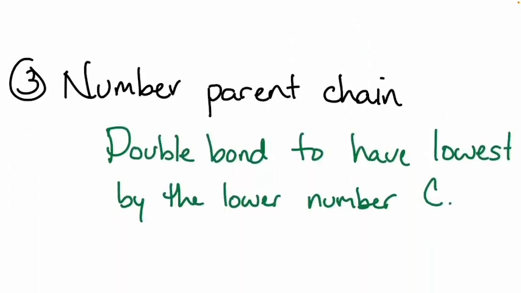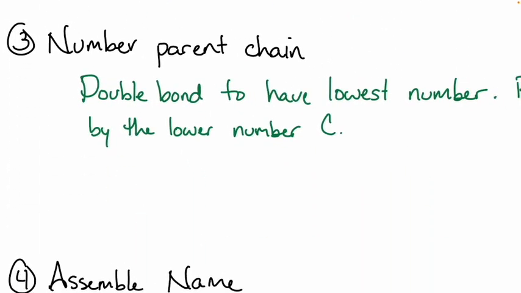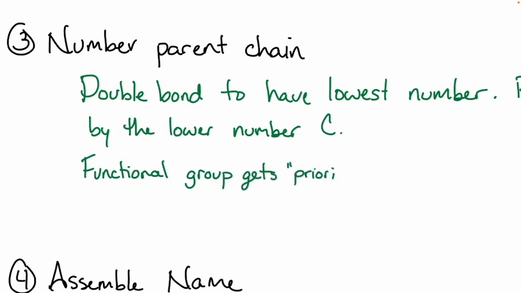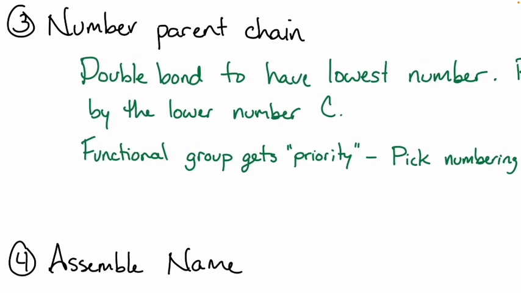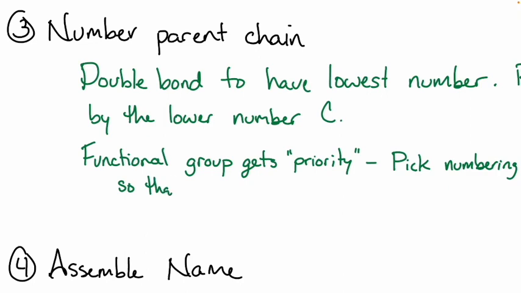So we've got to update our rules here. Our functional group gets priority, meaning we're going to pick our numbering so that that functional group has the lowest number.